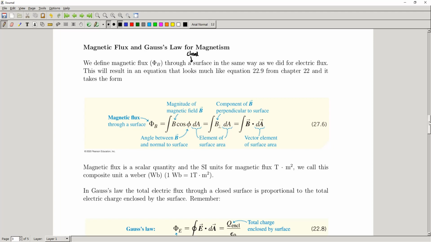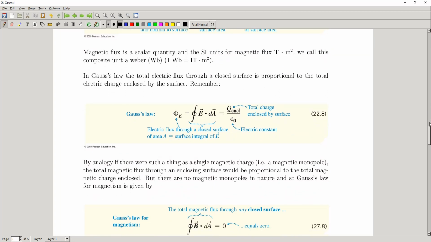Well, first maybe let me scroll down. If we remember back, Gauss's law for electric fields, the way we normally think of it, is written in the way that we see here. This is equation 22.8, from chapter 22, right? We remember that our electric flux was equal to this integral over the closed surface of the electric field dotted into our area vector, and it was also equal to the charge enclosed over what they call the electric constant here, right?